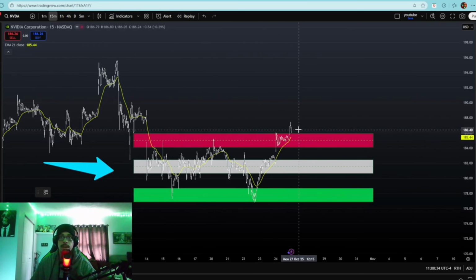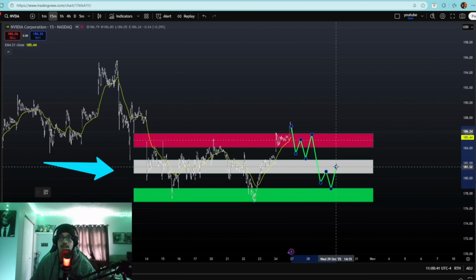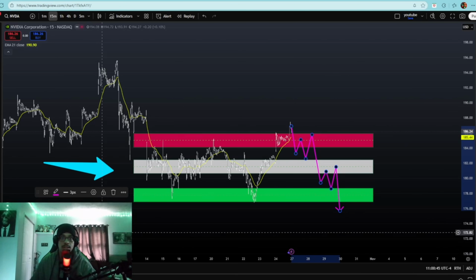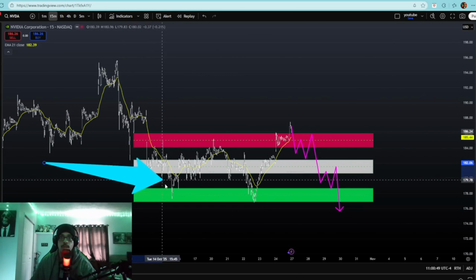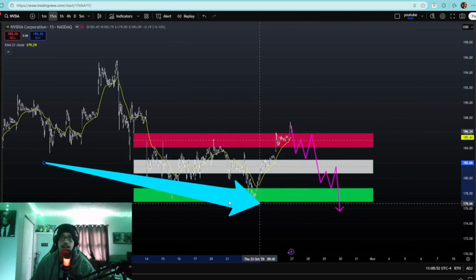So we still are expecting this market to first rotate back to the downside in a variation looking something similar to this, okay? It doesn't have to be the exact same thing. There are several variations that this thing can form into. But the main idea is the fact that we are looking for rotation coming back to the downside, okay?